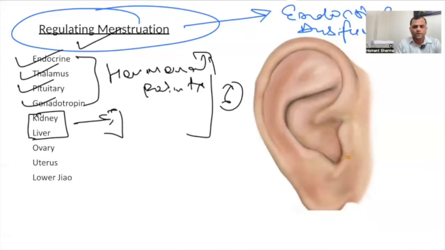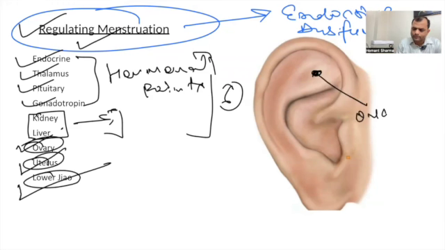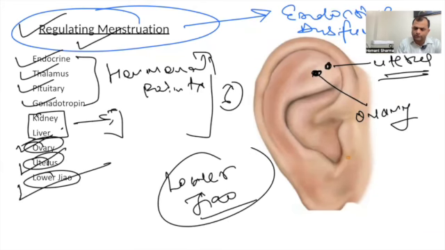Now we want to balance the menstruation, so other than the 6 point, we will use the point of ovary, the point of uterus, and the point of lower zio. We know that. Just we have to add 3 points. So the point of ovary, the point of uterus, and the point of lower zio. So let's try to understand few more things.